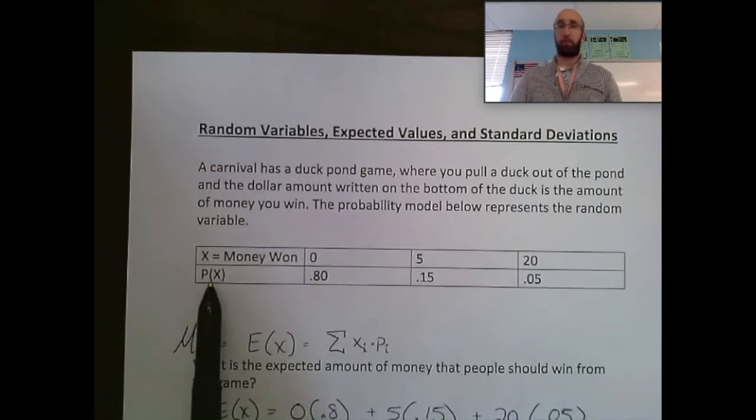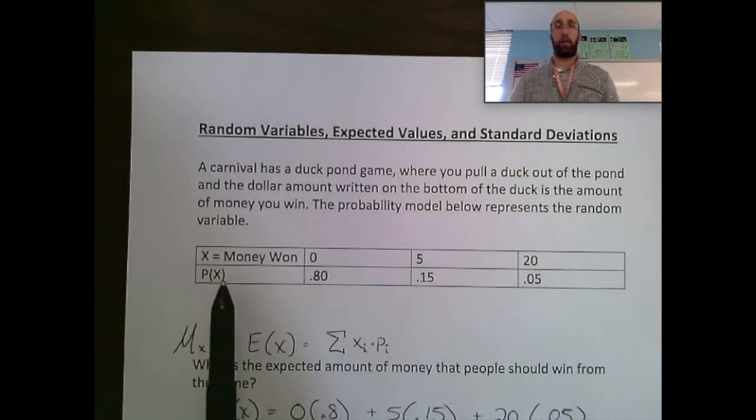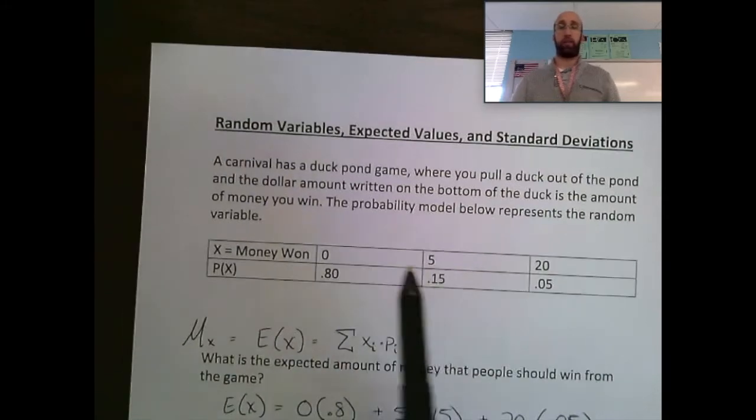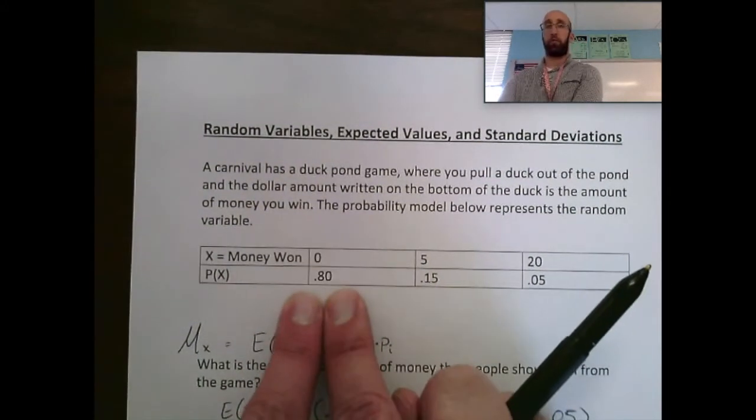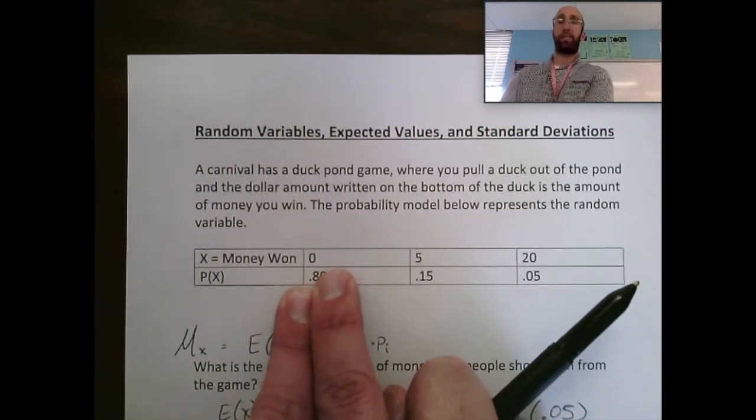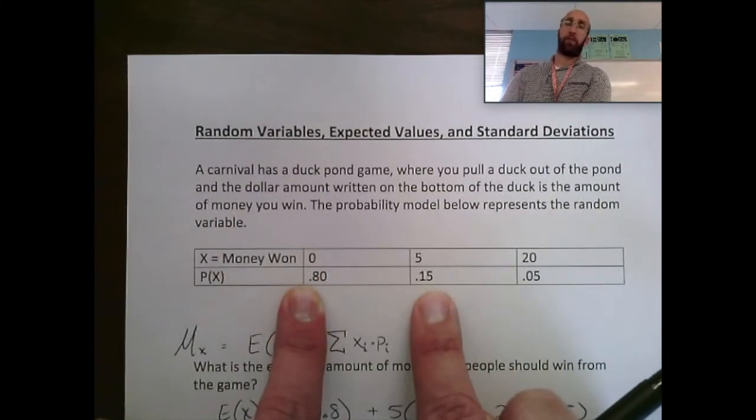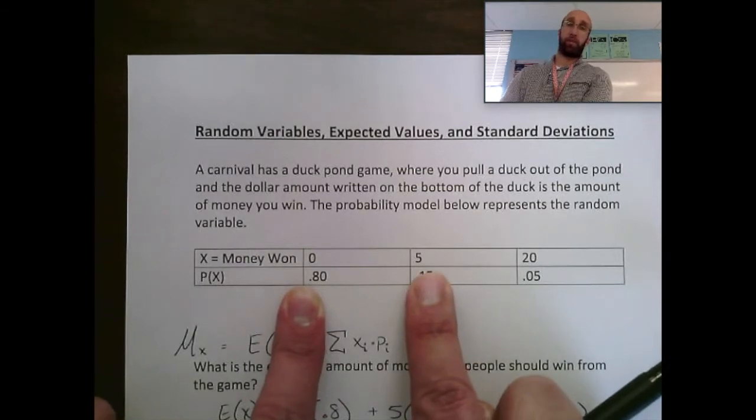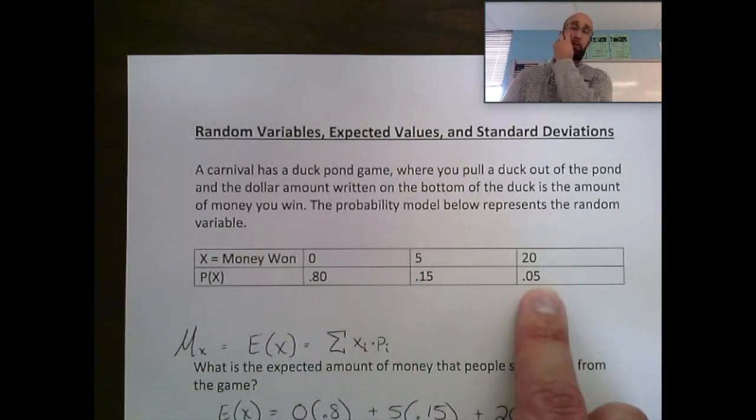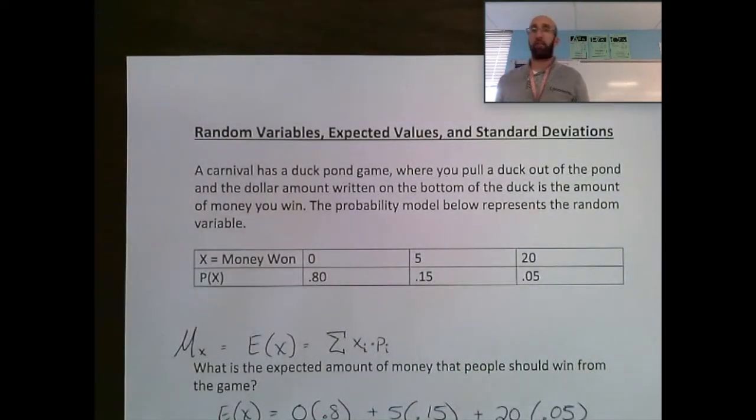The second row says P of X. The P represents probability of X, this variable we just defined as money won. So this is the probability that you win these different values. Right below 0 is 0.8, so there's an 80% chance that you win $0. Right below 5 is 0.15, so there's a 15% chance you win $5. And right below 20, there's 0.05, which is a 5% chance you win $20. That's what a random variable is.